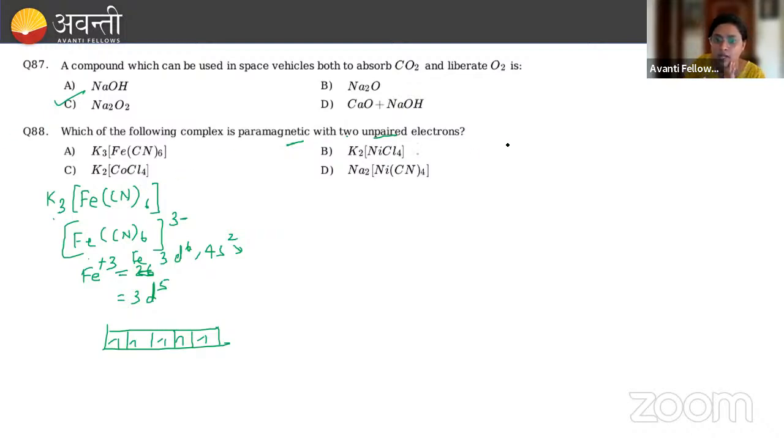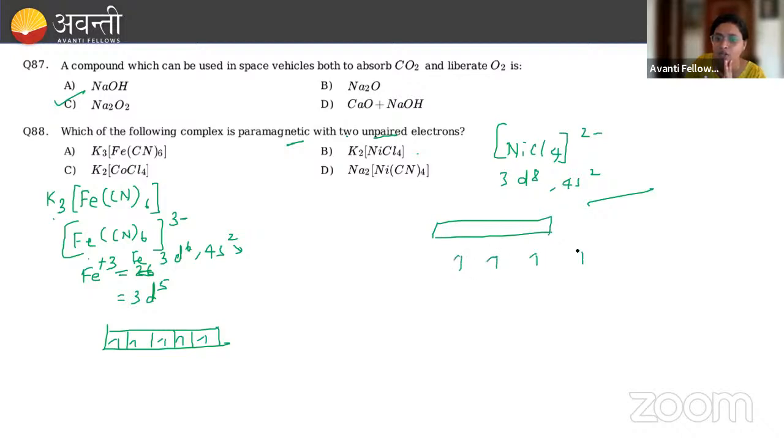Next problem, this one. So here we have NiCl4 2 minus. For nickel, it is 3d8, 4s2. So 2 electrons will go. We need to fill the d8 electrons. 1, 2, 3, 4, 5, 6, 7, and 8. So this is paramagnetic with 2 unpaired electrons. Our correct answer will be B. You can try the other 2 also.